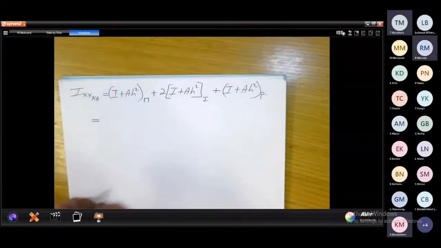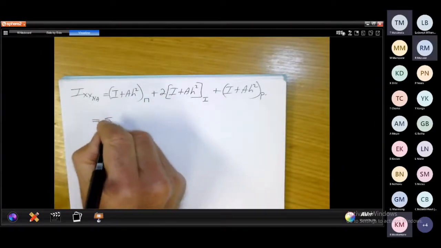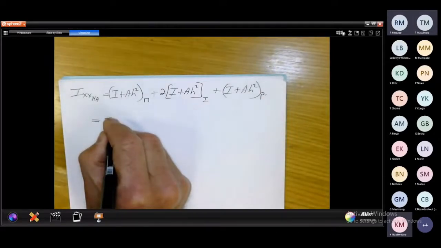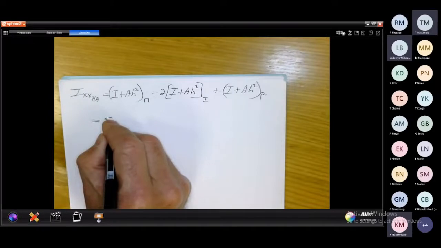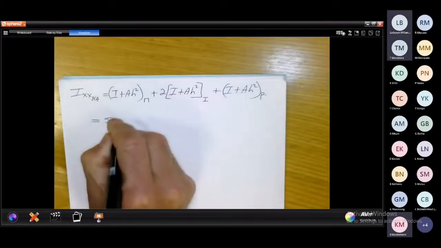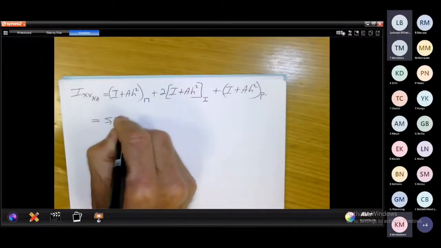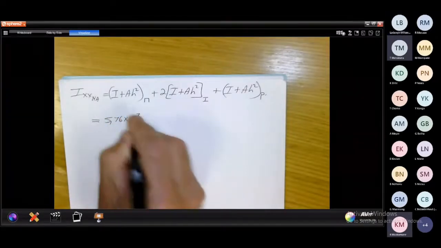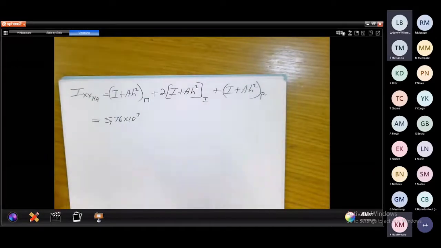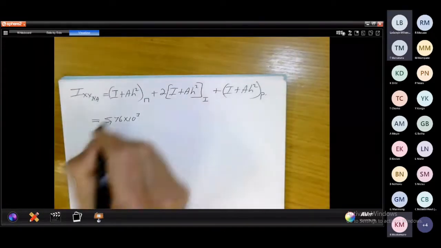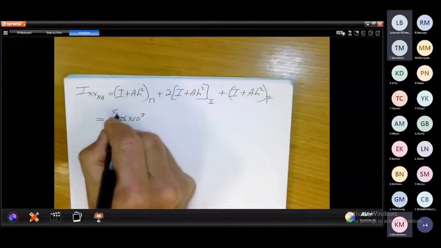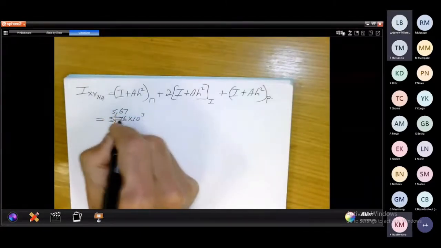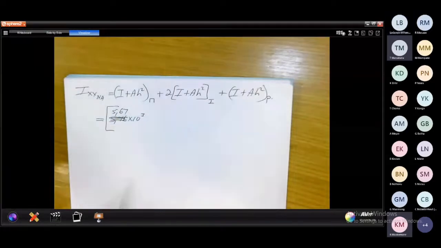So is it 5.67 times 10 to the 6? That's fine. No, area, not I, area. 576 times 10 to the power 3. Oh, sorry, I'm fast asleep. It's I. You're right. 5.67. Sorry, I'm fast asleep.